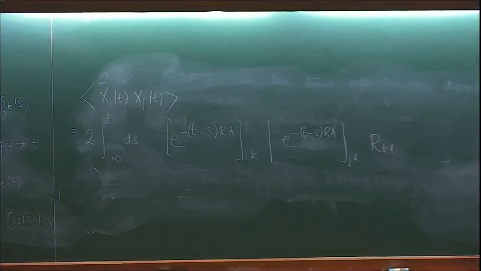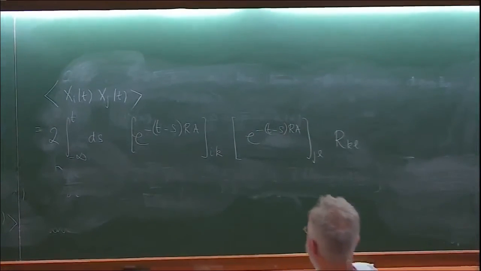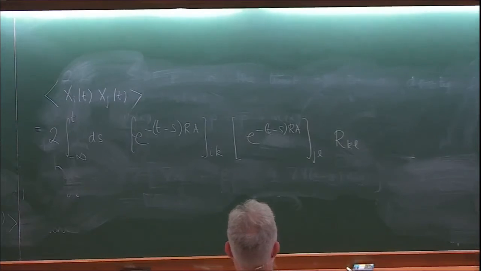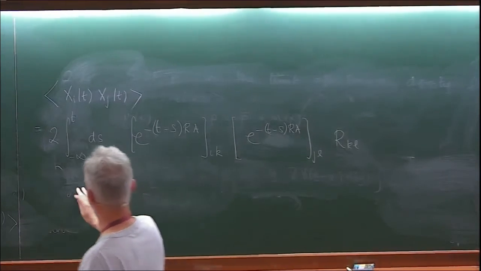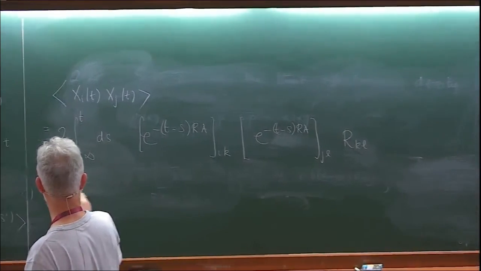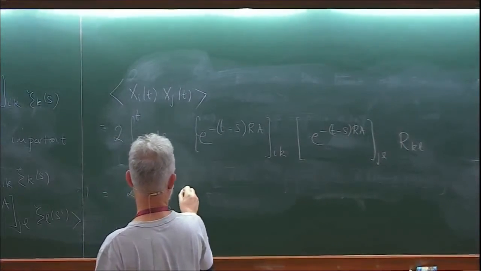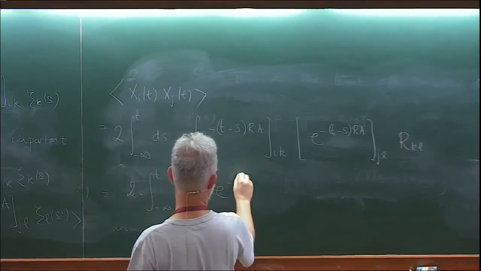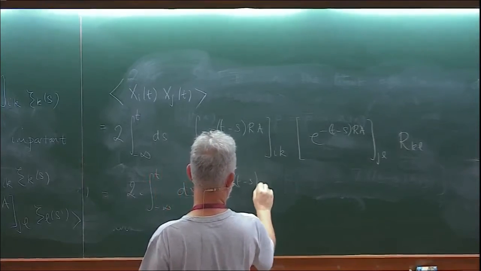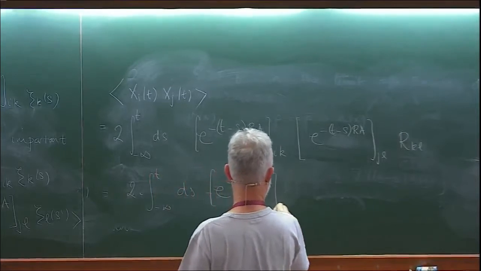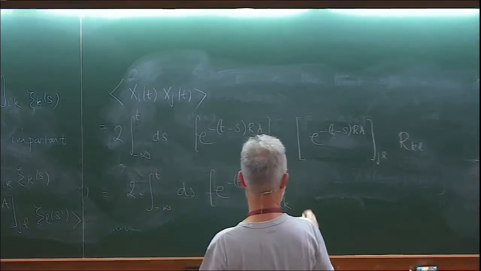It's not very complicated, but this still looks like quite a horrible thing. I don't want my R to be there; I'd like to have my R here. So I'm going to write this as twice the integral between t and minus infinity ds of e to the minus (t minus s) Ra, with component ik, then Rkl.